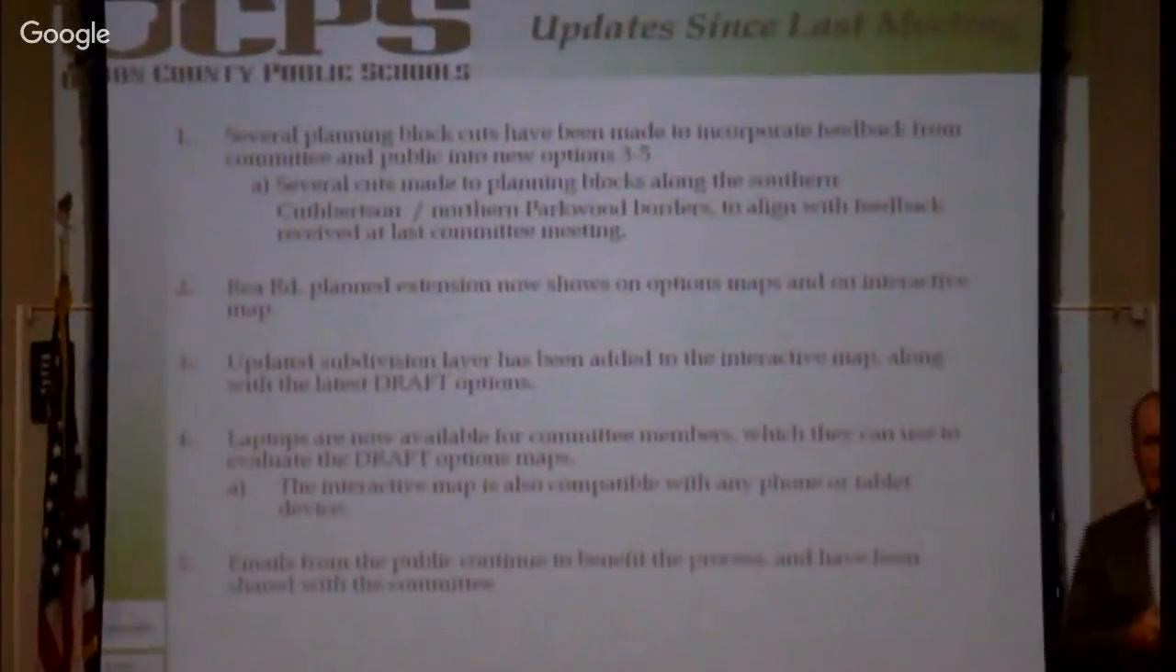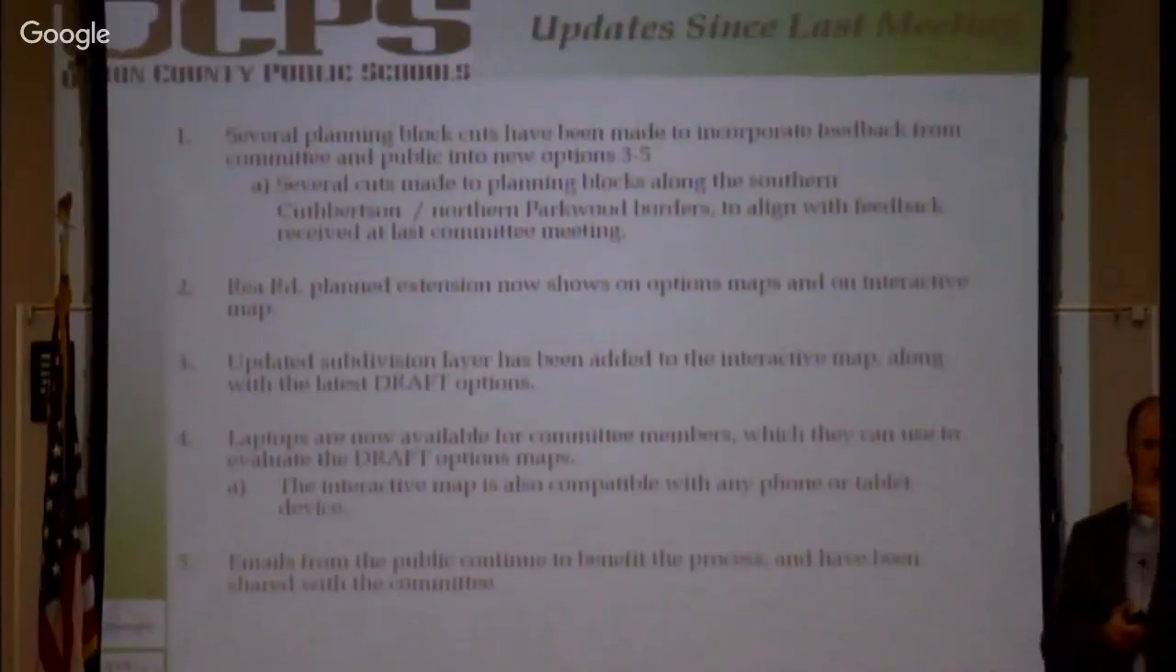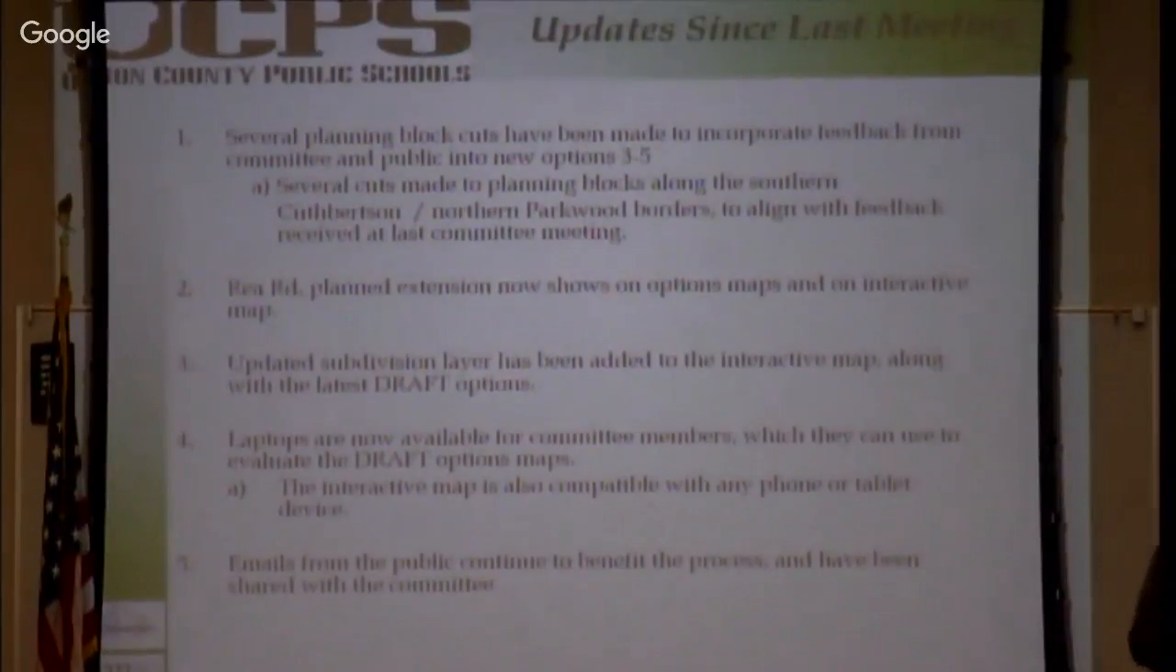You had talked about making some edits to align some of those communities, and I also made some other cuts along Providence Road to try to build some more variability to align with some of the options that you had marked up at your last meeting. So that's where the majority of the planning block cuts have been made since the last meeting.